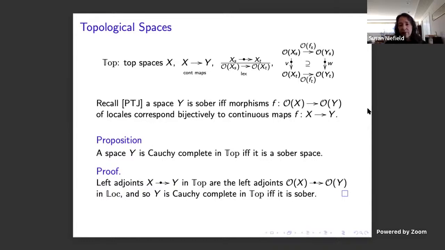So the proposition: a space Y is Cauchy complete in Top if and only if it's a sober space. Okay. So a left adjoint from X to Y in Top, what is that? It's a left adjoint from O of X to O of Y in Loc by definition of the vertical morphisms. So Y is Cauchy complete precisely when it's sober, just by this property characterizing sober spaces. Okay.